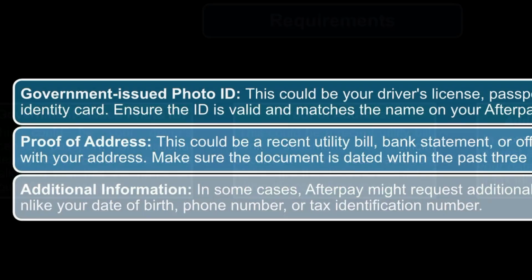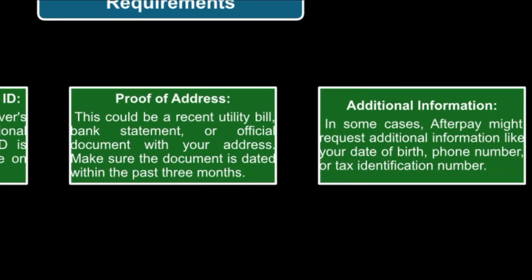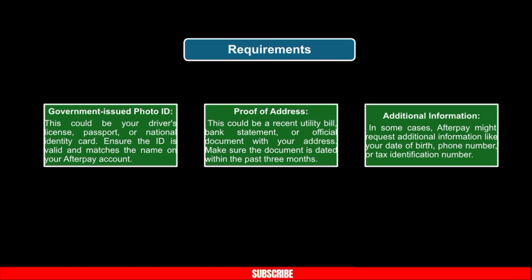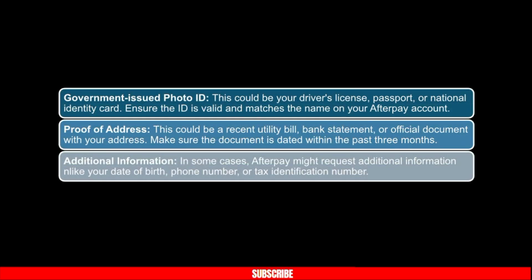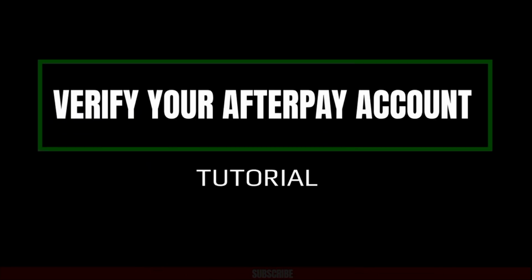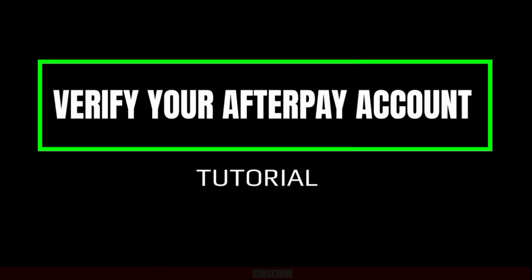Another requirement is additional information. In some cases, Afterpay might request additional information like your date of birth, phone number, or tax identification number. After filling out all the requirements, government issue photo ID, proof of address, and additional information, you will be able to verify your Afterpay account.